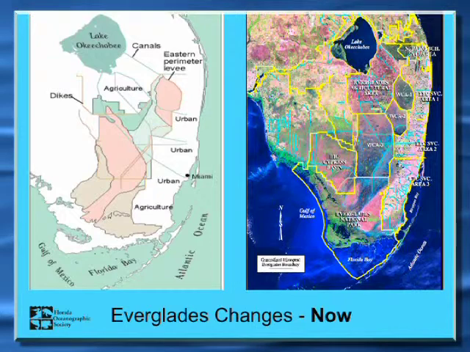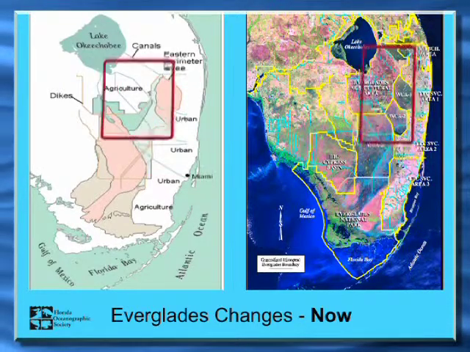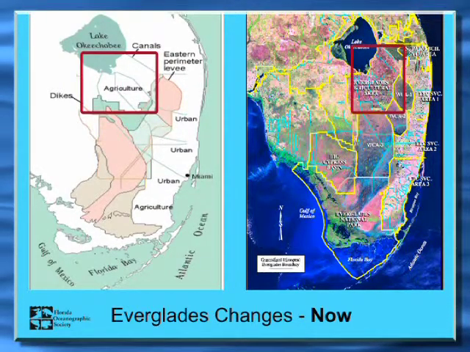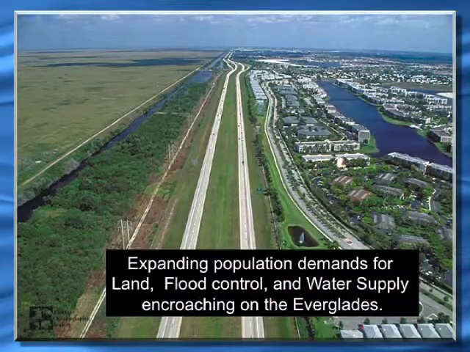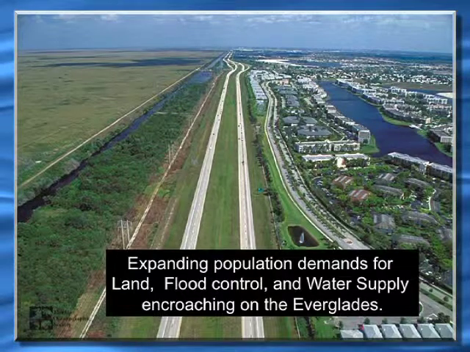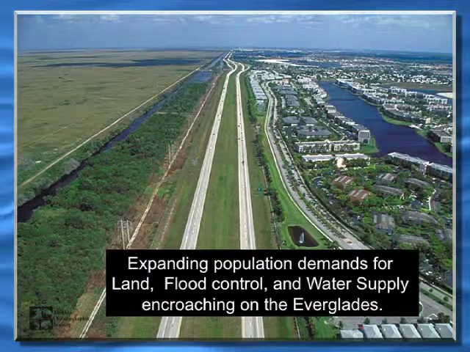The Everglades now is all compartmentalized and channelized, where we have an urban area on the Lower East Coast that's very developed, an agricultural area south of the lake that we'll talk about, and channelized water flow. We've basically expanded our population right up to the very edge and limits of the Everglades and demanded flood control and water supply, and encroached right on the edge of the system.